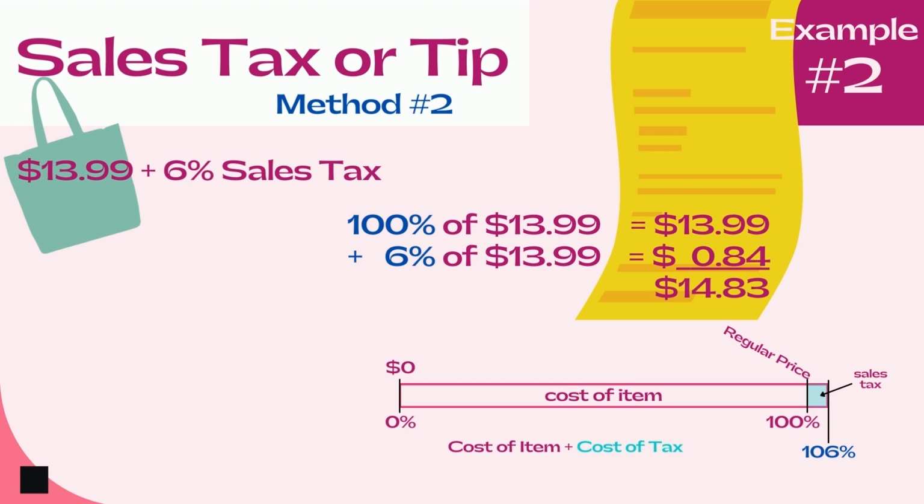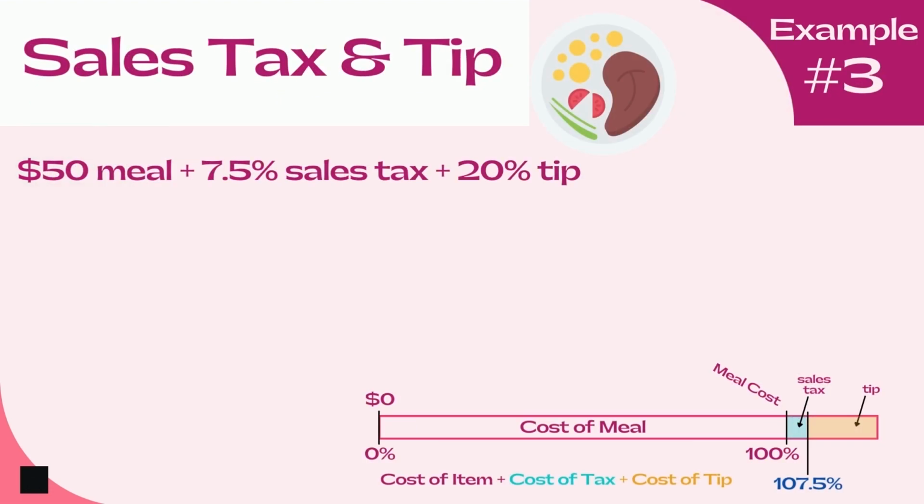In method 1, we added together 100 plus 6 to get 106%. And we figured out what 106% of $13.99 was. In method 2, we separately figured out 100% of $13.99 and then 6% of $13.99 and added those together. Whichever one works for you is perfectly fine. Usually when we tip a waiter or waitress, we don't pay attention to what the cost of the meal was before tax. We just look at the total. So let's take a look at what a $50 meal with 7.5% sales tax and a 20% tip is going to cost you.